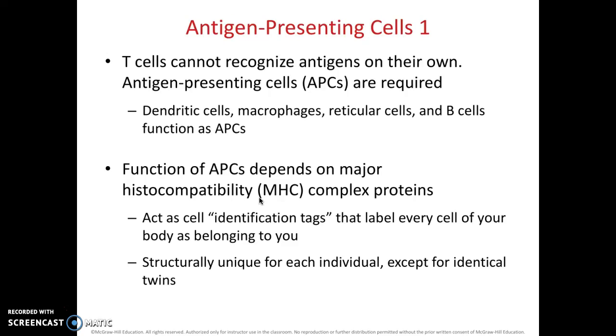The function of these antigen-presenting cells depends on their major histocompatibility, or MHC, complex proteins. These act as cell identification tags that label every single cell of your body as belonging to you. And these are structurally unique for each individual, so that my major histocompatibility complex wouldn't be the same as yours, except for identical twins, who do have the same MHC complex proteins.